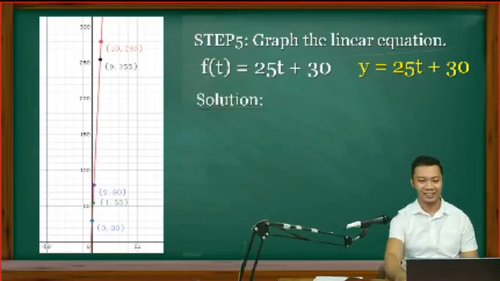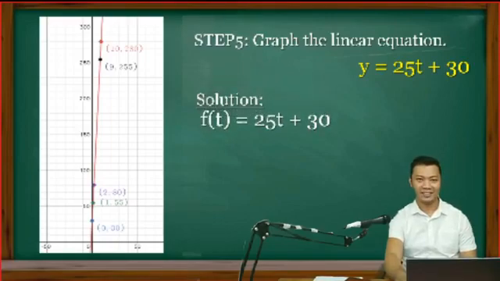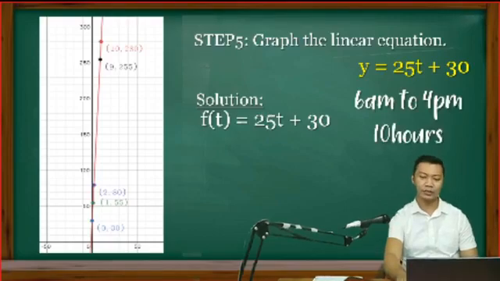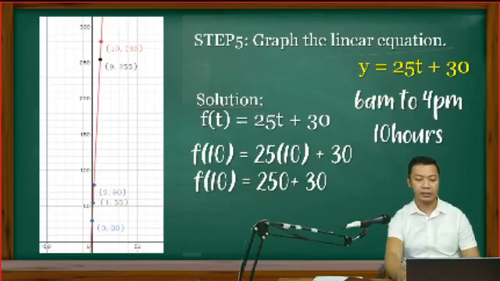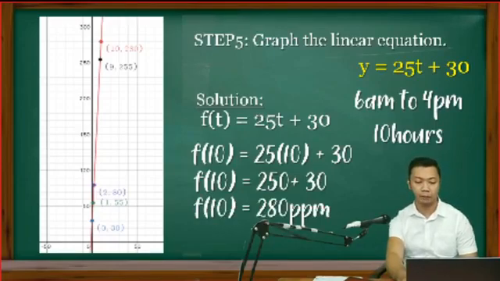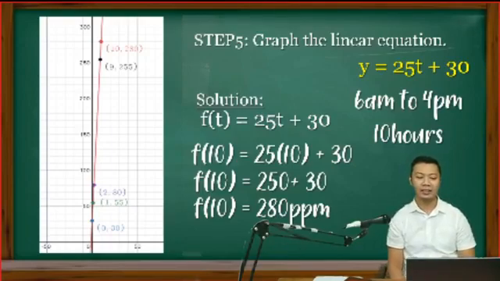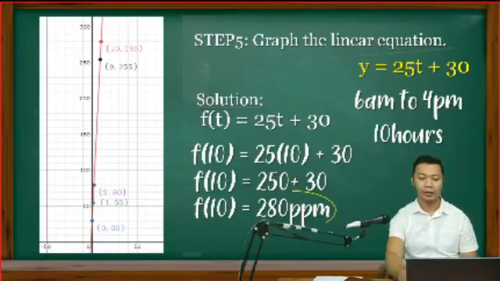Please comment. And for our solution, we will use the function f of t is equal to 25t plus 30. Please take note also, from 6 a.m. to 4 p.m., we have an elapsed time of 10 hours. So we will input 10. f of 10 is equal to 25 times 10 plus 30. That's 250, 25 times 10, and another 30, plus 30, we will have 280 ppm. Therefore, from 6 a.m. to 4 p.m., the predicted air pollution level at the city of Malolos is 280 ppm or 280 parts per million.